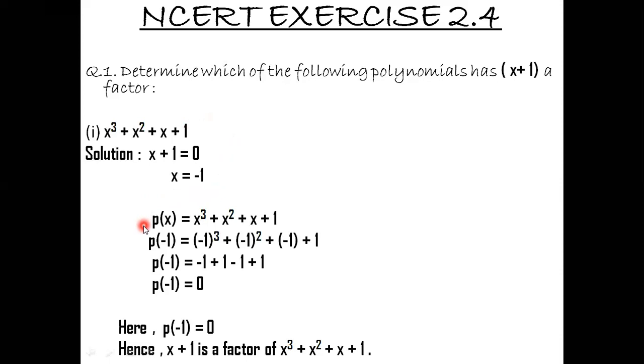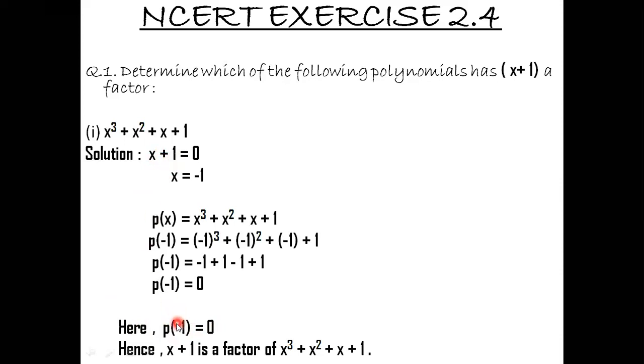So I'll write p of x is equal to x cube plus x square plus x plus 1. And in the next step, the value of x will be replaced by minus 1. So x is replaced by minus 1, as you could see over here. And when you solve it further, you realize that the answer is 0. So here p of minus 1 is 0. I repeat again, p of minus 1 is 0. So what does it conclude? That x plus 1 is a factor.